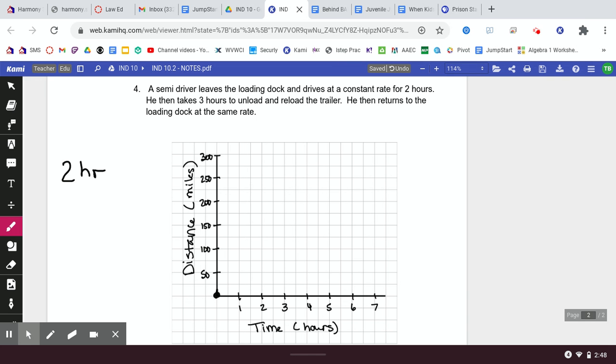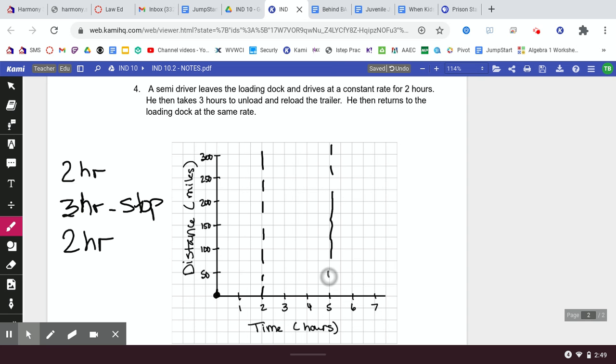Then it says he takes 3 hours to unload and reload his trailer. So 3 hours. What's his movement there? Is he going anywhere? He stopped, right? If he's loading and unloading his trailer, he stopped. Then it says he returns back to the loading dock at the same rate. So how long does it take him to get back to the loading dock? 2 hours. So our time breaks here are 2 hours, then 3 hours on top of that, which takes us out to 5, then 2 hours on top of that, which takes us out to 7, right? Those are our time breaks.